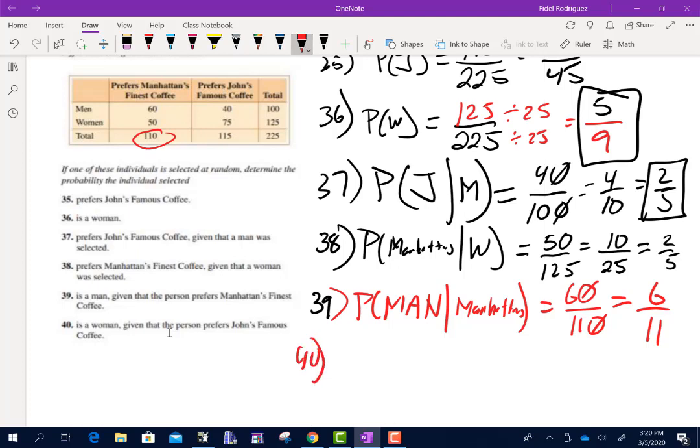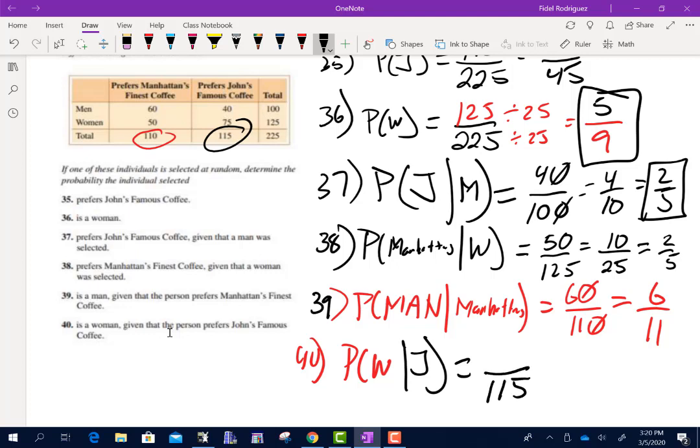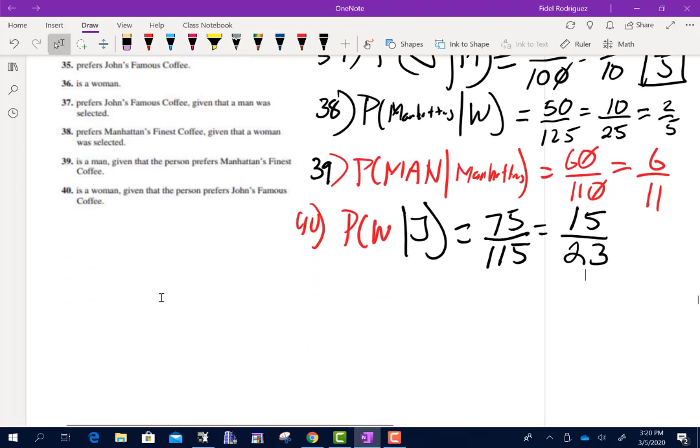So number 40 says, what's the probability that we're going to have a woman, given that they like John's Famous Coffee? Okay, so John's Famous Coffee, again, we had a total of 115, and 75 of those were women. And so if we divide them both by 5, that should be 15 here. 5 goes into this 23 times. And we got to stop right there, okay? Can't reduce any further. Let's see. Okay, that was 11.6, guys.